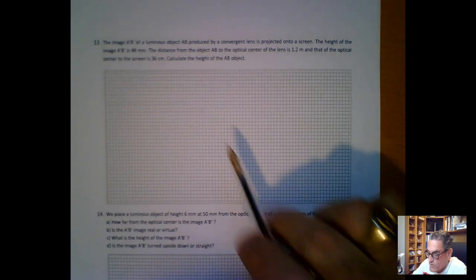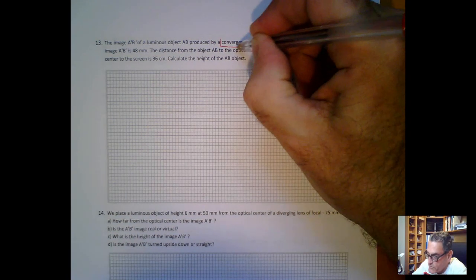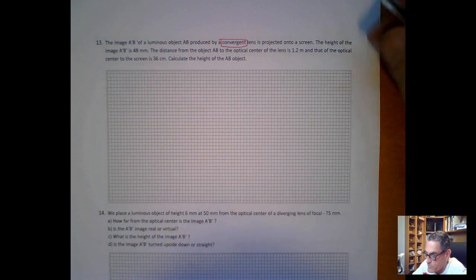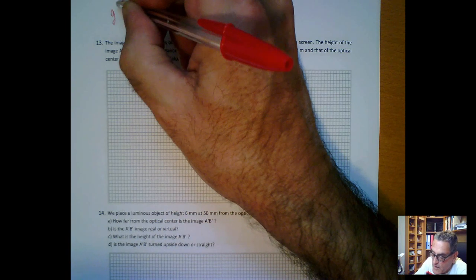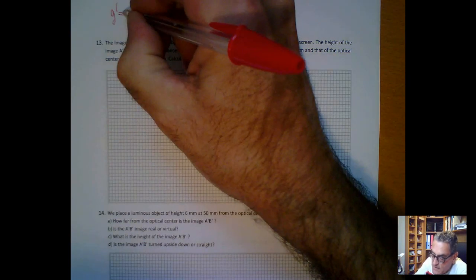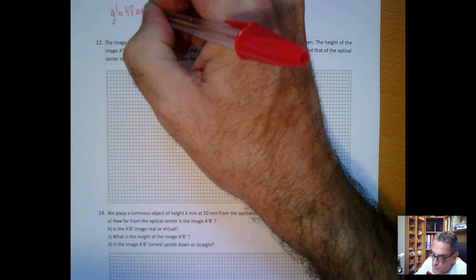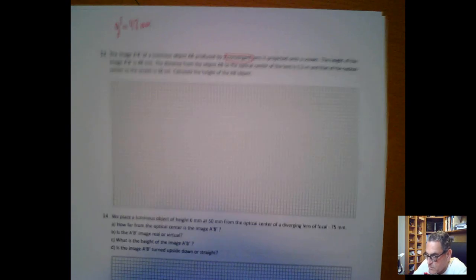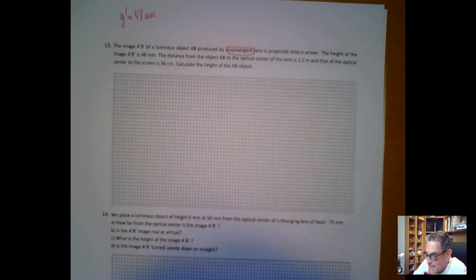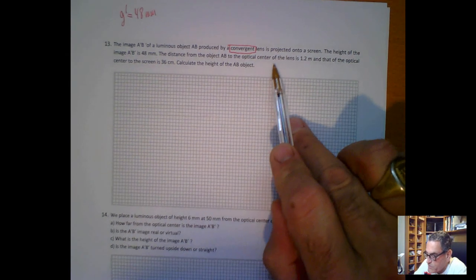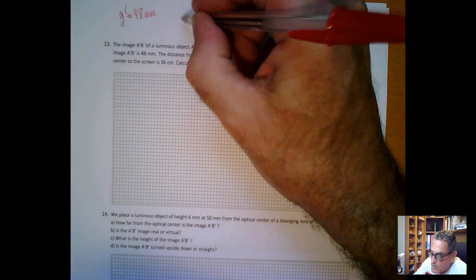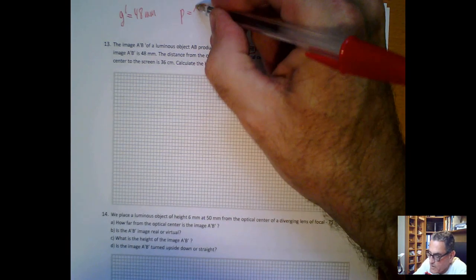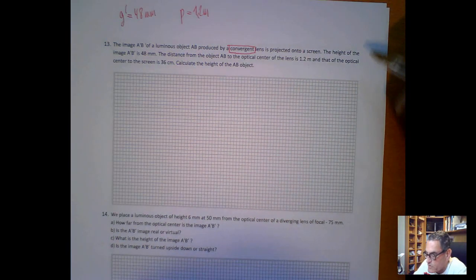Okay, what do we have here? We have a convergent lens. Let's be a bit more formal for this one. The height of the image is 48 millimeters. The height of the image is what we called G prime in the notation I use. The distance from the object to the optical center is 1.2 meters. This is what is called P. P is 1.2 meters.